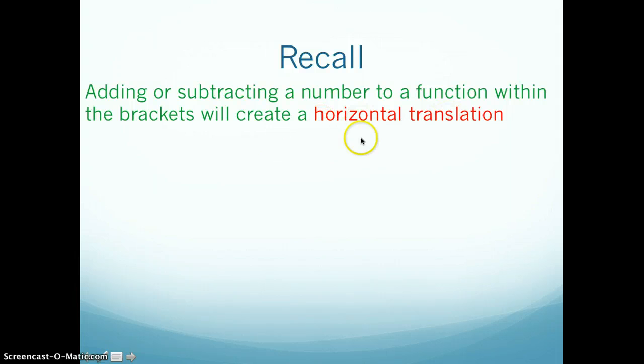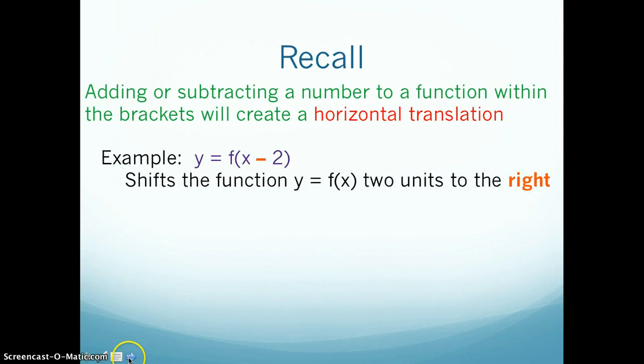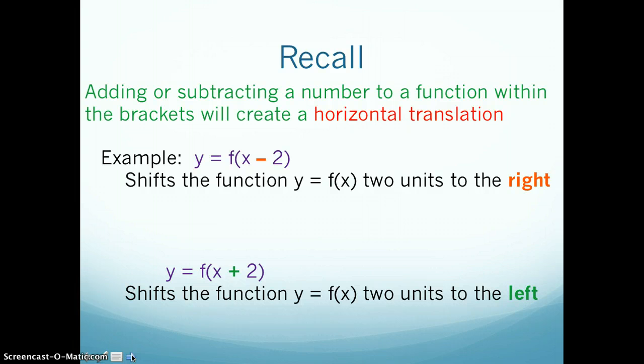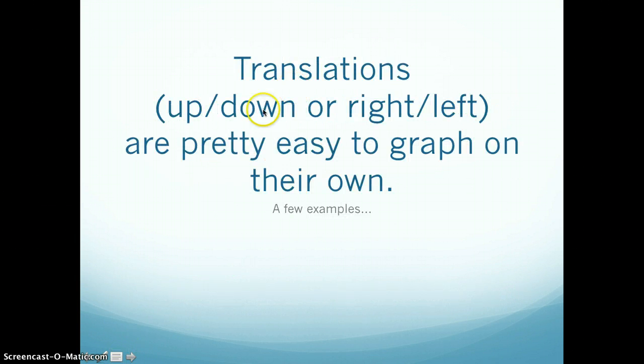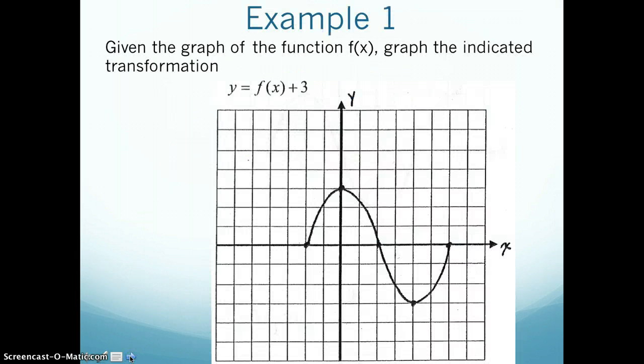Now, if you're doing a horizontal translation, then it will look the other way. If we see y equals f of x minus 2, that shifts the function 2 units to the right. And if you see f of x plus 2, then that's going to move you 2 units to the left. So this is just recall, a recap of all the stuff I've been talking to you about today, that we looked at on Thursday, and that you learned last year. I reminded you of that because I want to show you what that looks like on a graph, with a few more examples, not just the simple y equals x squared.